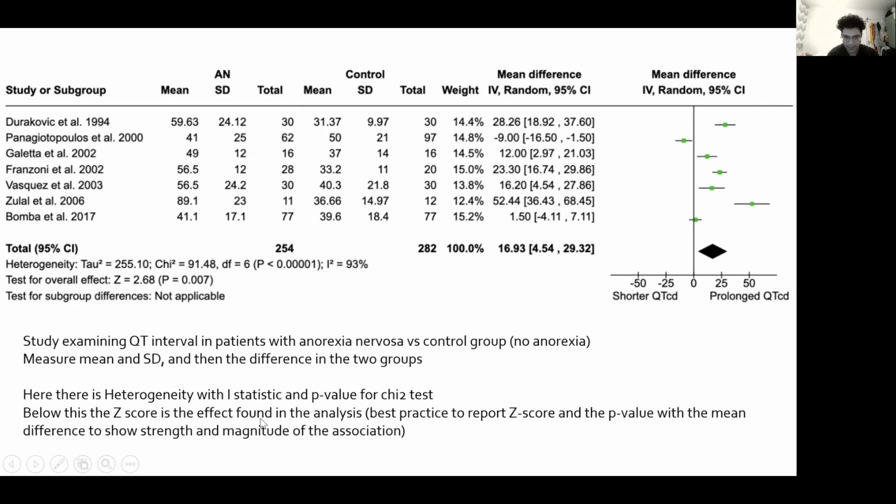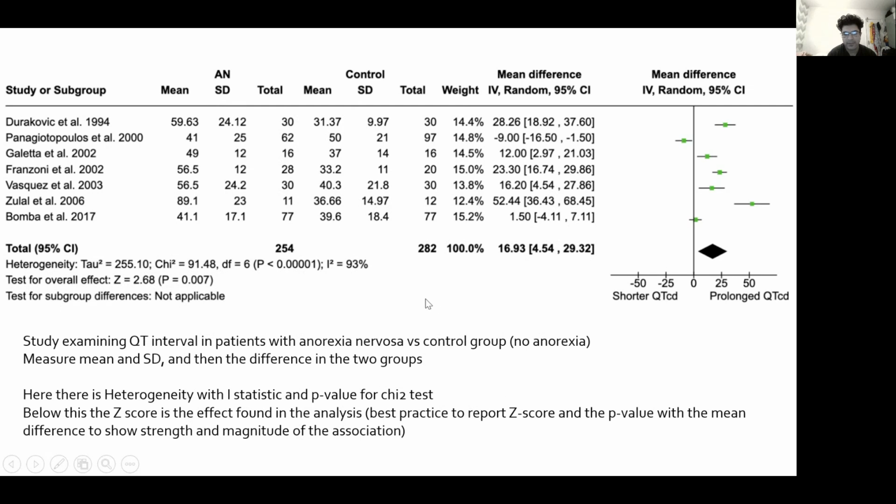your manuscript. And I've mentioned here, best practice is with the z-score and the p-value with the mean difference to show the strength and magnitude of the association, because you want to show that there is a difference. There's a clear difference in that the anorexia group do have longer QT intervals, but also how much longer and what's the significance of that. These are all important things to a reader. So it's good practice to report that.